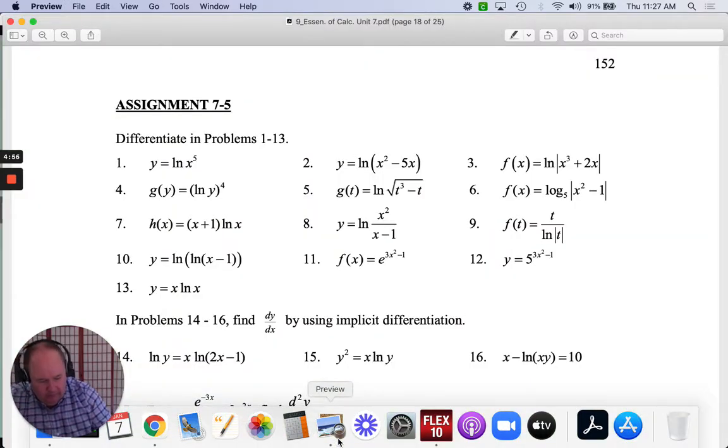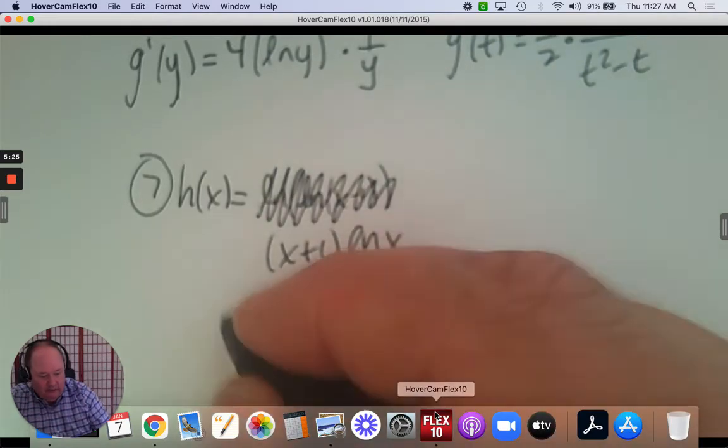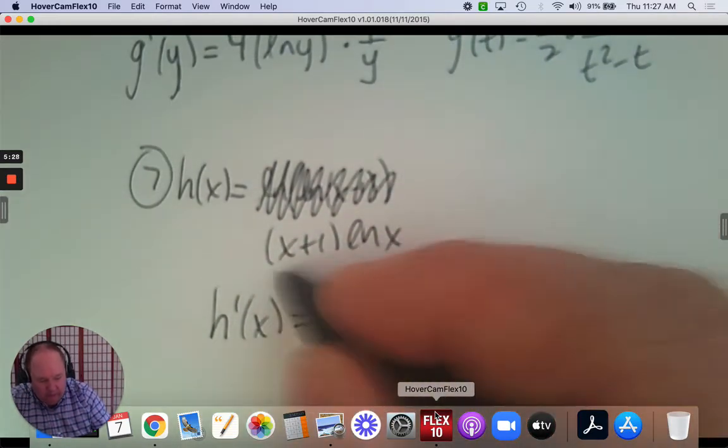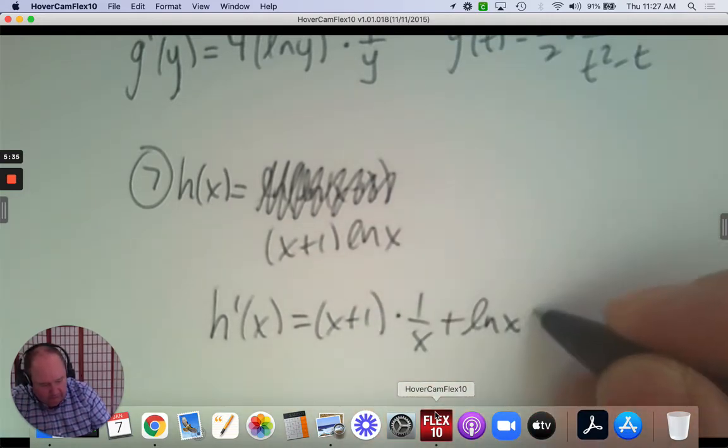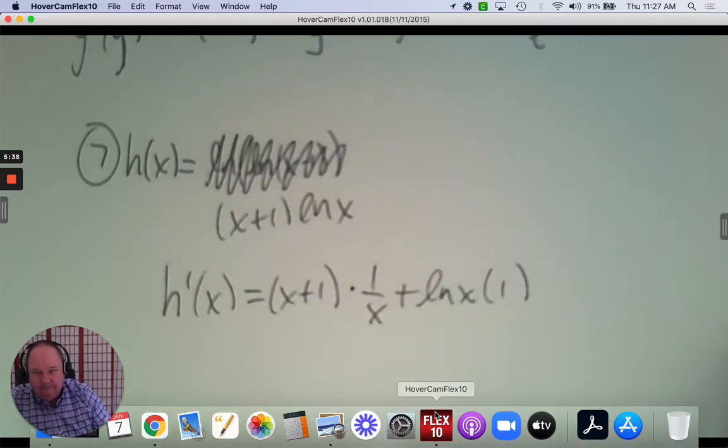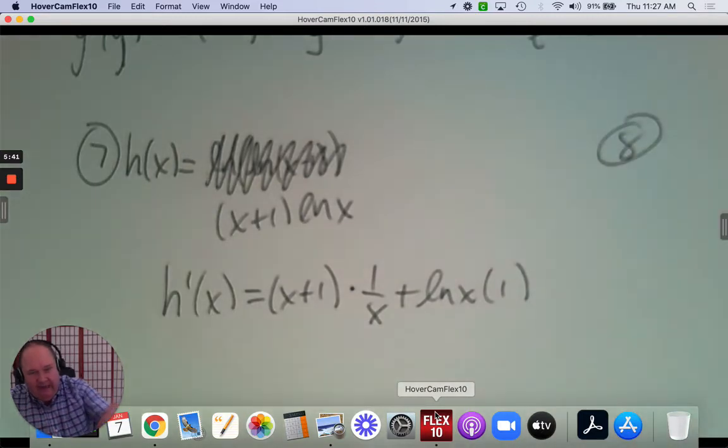Again, I'm just going to write them down. Oops, I wrote down number 10. I'm going to write it again. Number 7. x plus 1 times ln x. Let me just do that. So the derivative here, because we're multiplying, is the product rule, which is the first times the derivative of the second plus the second times the derivative of the first. Done. Just remember, you know your product rule. Number 8.